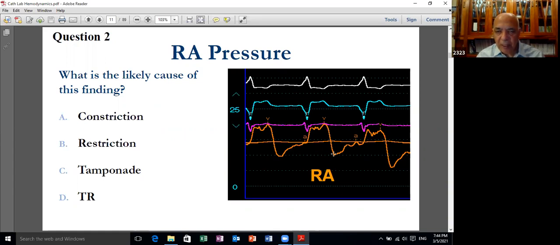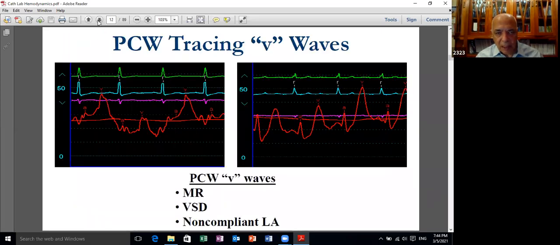Not every rapid wide descent is constrictive pericarditis. By far, the commonest cause of a rapid wide descent is tricuspid regurgitation. And in this condition, you get ventricularization of the right atrial pressure tracing. So this is not a tamponade. This is not a constriction or restriction. I will show you the pictures in the coming slides, which describe what findings you encounter in constriction and restriction, but this is tricuspid regurgitation.